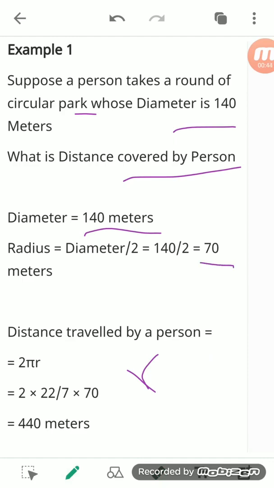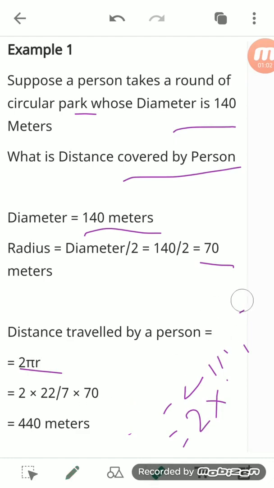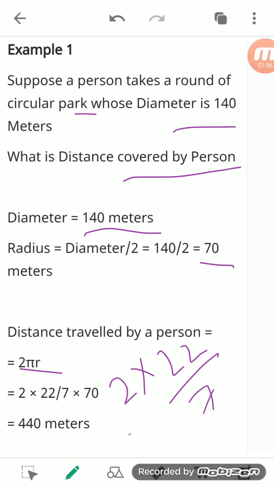Now put the value here, 2 pi r. So the distance traveled is equal to 2 pi r, which is 2 into 22 upon 7 into 70. This will be equal to 440 meters. That will be the answer.